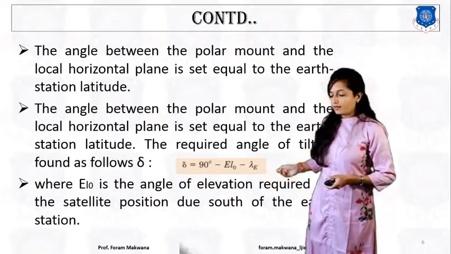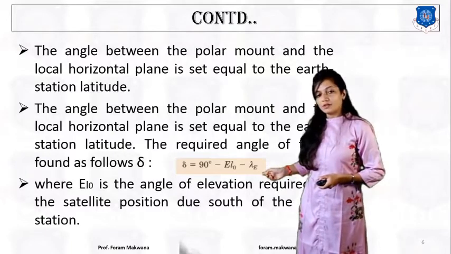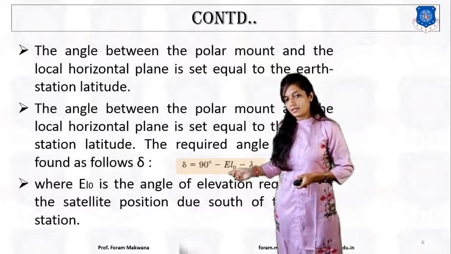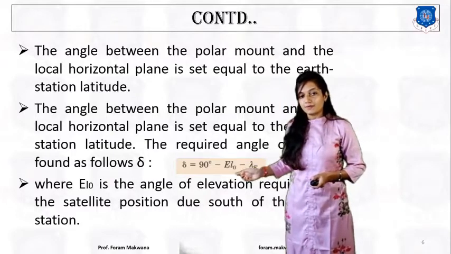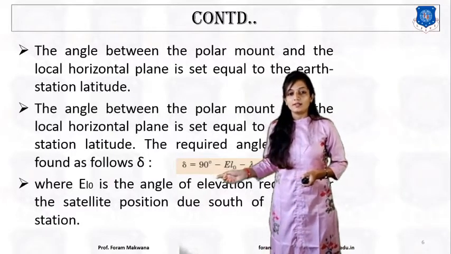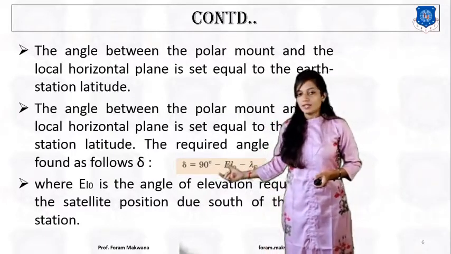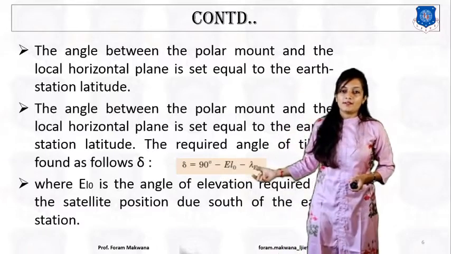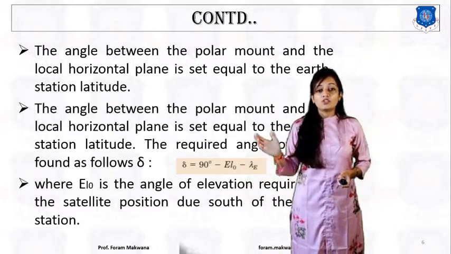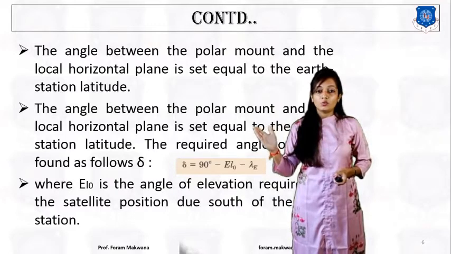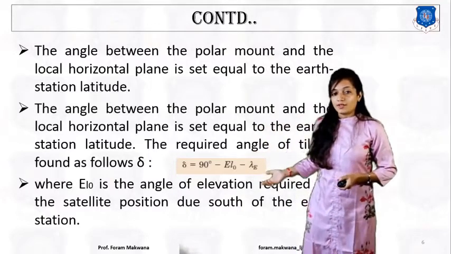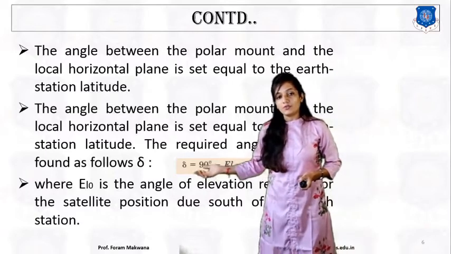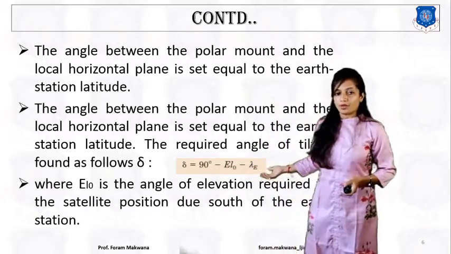What is lambda e? That is the latitude of the Earth station. What is EL0? That represents the elevation angle. And what is 90? 90, because we have taken a right angle triangle. So how much angle of tilt is required to correct this position error? That's why we need to calculate the angle of tilt from this formula.